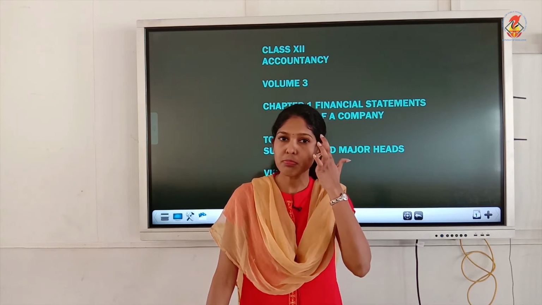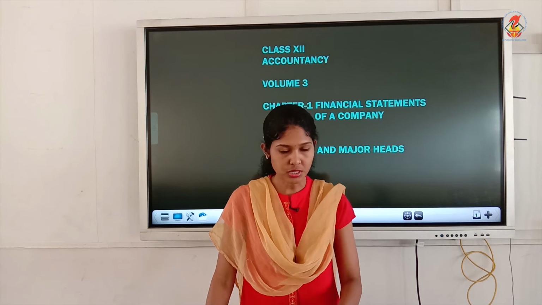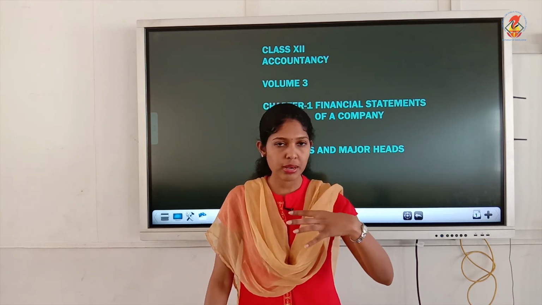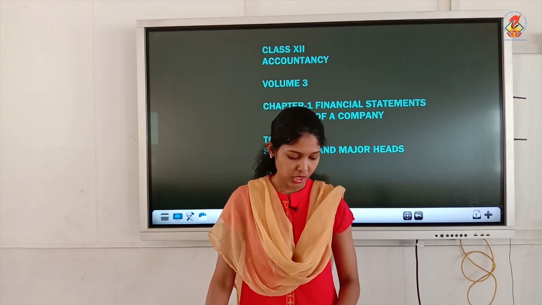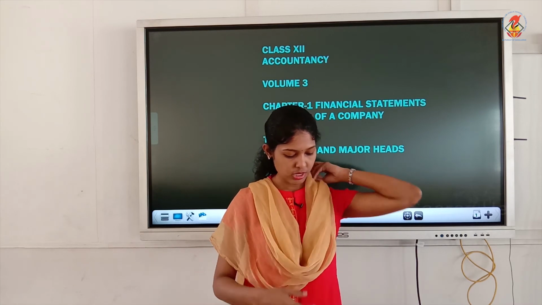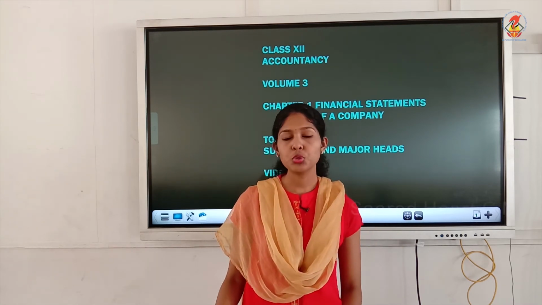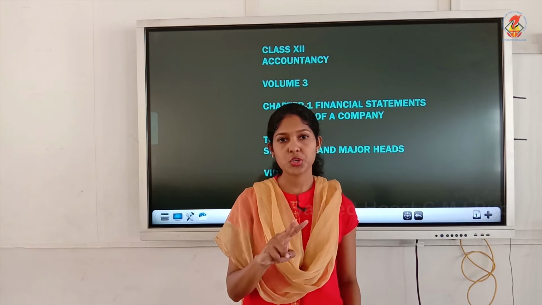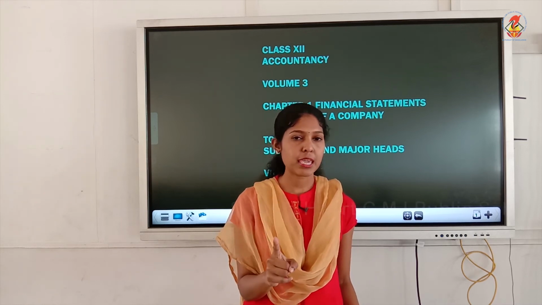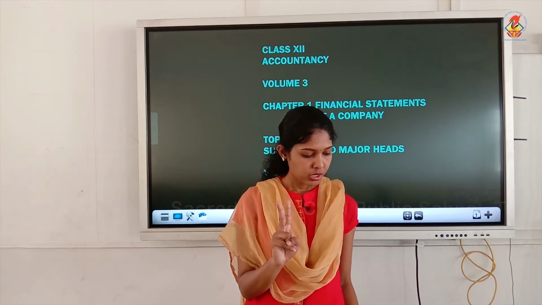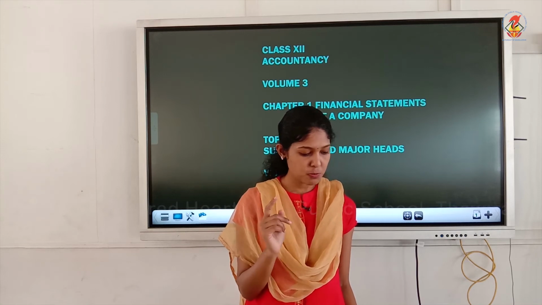If nothing is mentioned, public deposits you take as long term. If they specify like within 12 months and all, you take as short term. Then other loans and advances, again within 12 months. Trade payables, you know already the items under trade payables. One is bills payable, one is creditor. Okay, then take the next page.